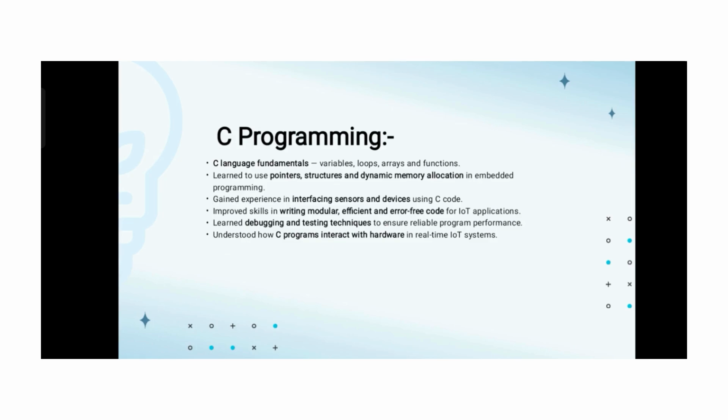Next, we will see C programming. In the early phase, we focused on C programming. We learned the basics like variables, loops, arrays, and functions. Then we moved to advanced concepts such as pointers, structures, and dynamic memory allocation. This helped us understand how embedded C interacts with hardware components in real time. We also learned techniques to ensure our code was efficient, modular, and reliable. This knowledge became the foundation for writing code that controls sensors and actuators in IoT systems.